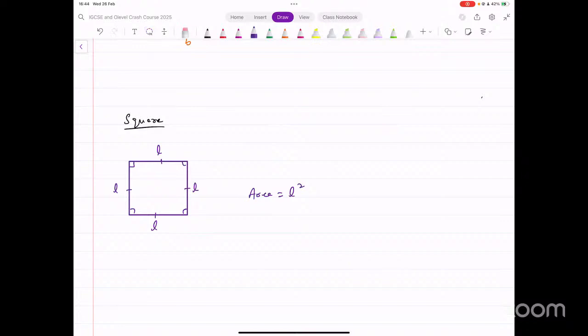Okay. What about the perimeter? Now for perimeter, all you have to do is just add all of these sides. L plus L plus L plus L. So in this case, for a square, you get L plus L plus L plus L, and that gives you 4 times L. Now that's for a standard square.